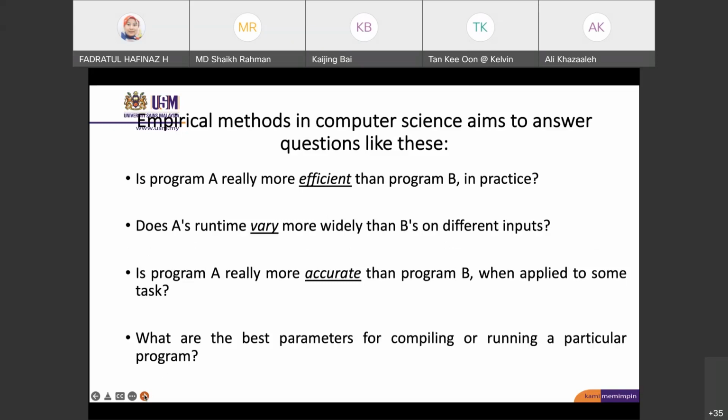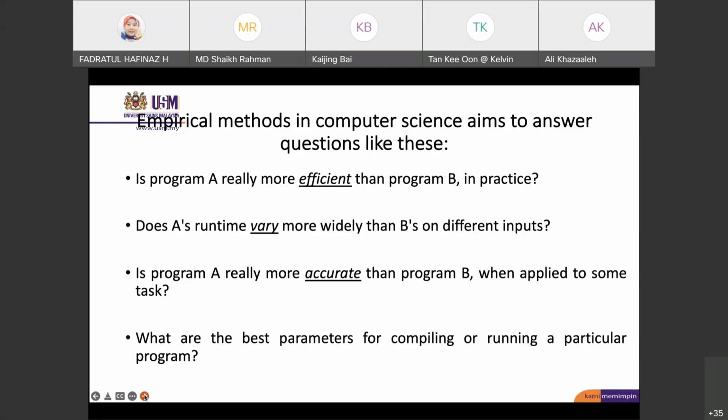So in computer science, empirical method will help us to answer a question. For example, if the program that you develop, let's say program A, is more efficient than existing program B. Another example is whether a model A's runtime varies more widely compared to B on different kinds of inputs.